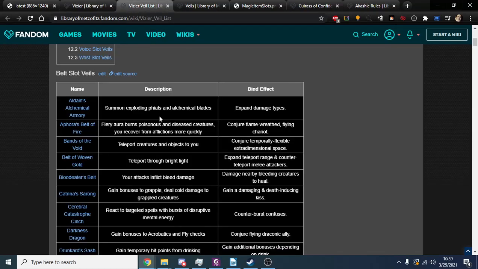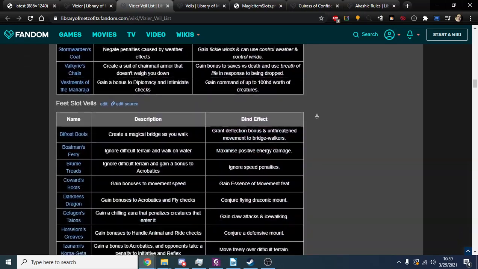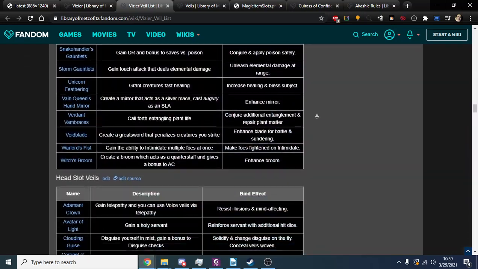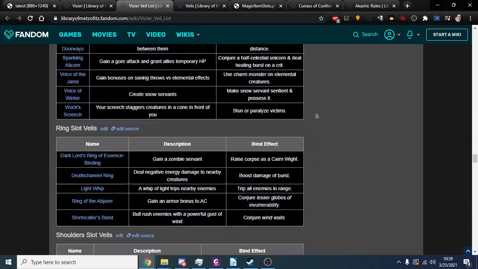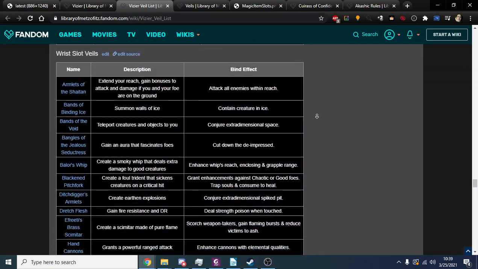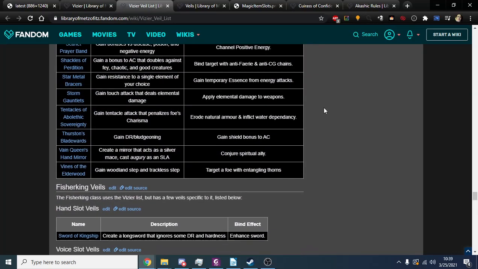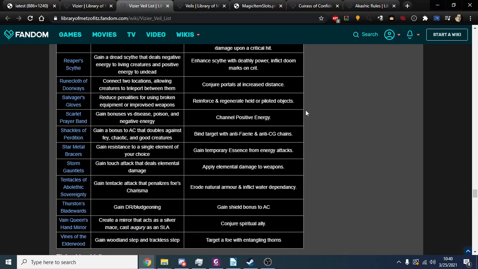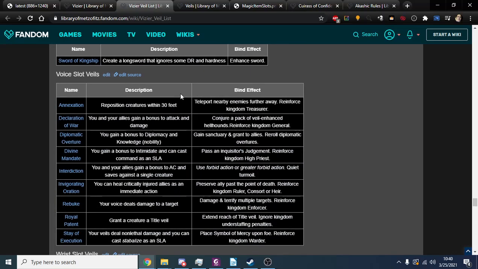But as you can see here, we'll take a look at the Vizier veil list. There are quite a few veils. As you can see here, they are grouped into different slots, which are the basis of Akashic magic. Those are called chakras, generally. Oh, that's the Fisher King. The Fisher King uses the Vizier list, but they have their own couple of veils here that's just for them.